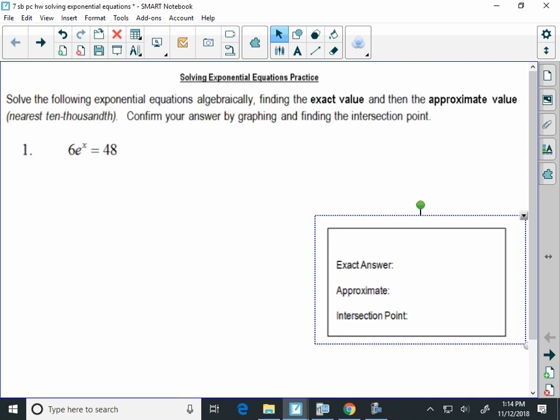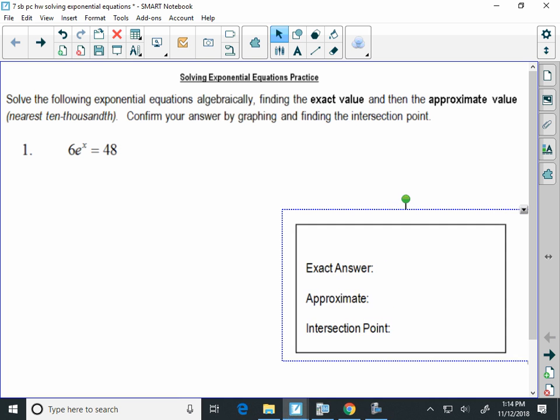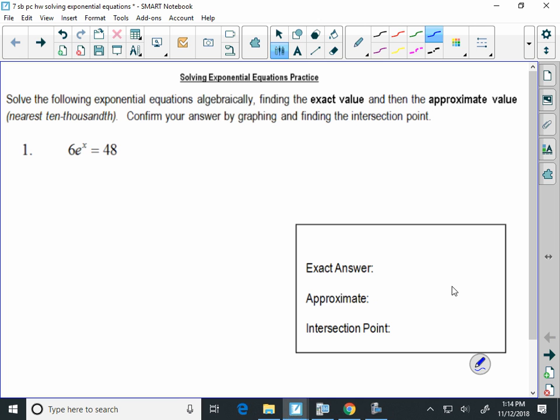And the first thing that we talked about when we were working with these types of problems is we said that we need to really isolate the exponential as much as possible. So it's 6 times e to the x, the opposite operation, then, is to divide both sides by 6. So now we have e to the x equals 8 when we divide 48 by 6. At this point, what we're asking is, e to what power equals 8? Because e is an irrational number, we don't know what that answer is.